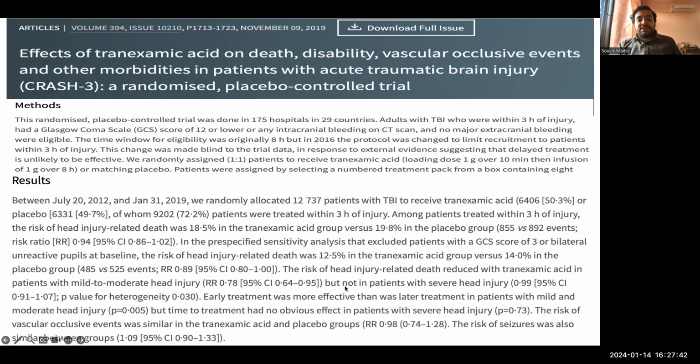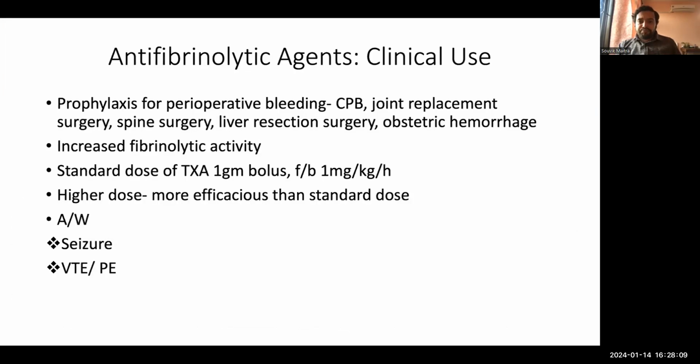So in patients with mild to moderate traumatic brain injury, the use of tranexamic acid within 3 hours was significantly associated with a better outcome, with a risk ratio of 0.78 and a confidence interval of 0.64 to 0.95. But no benefit was seen in patients with severe head injury. So in mild to moderate head injury, where the patient comes early to the ICU, there is scope for the use of tranexamic acid, particularly if the patient comes within 3 hours to the ICU or the operating room.